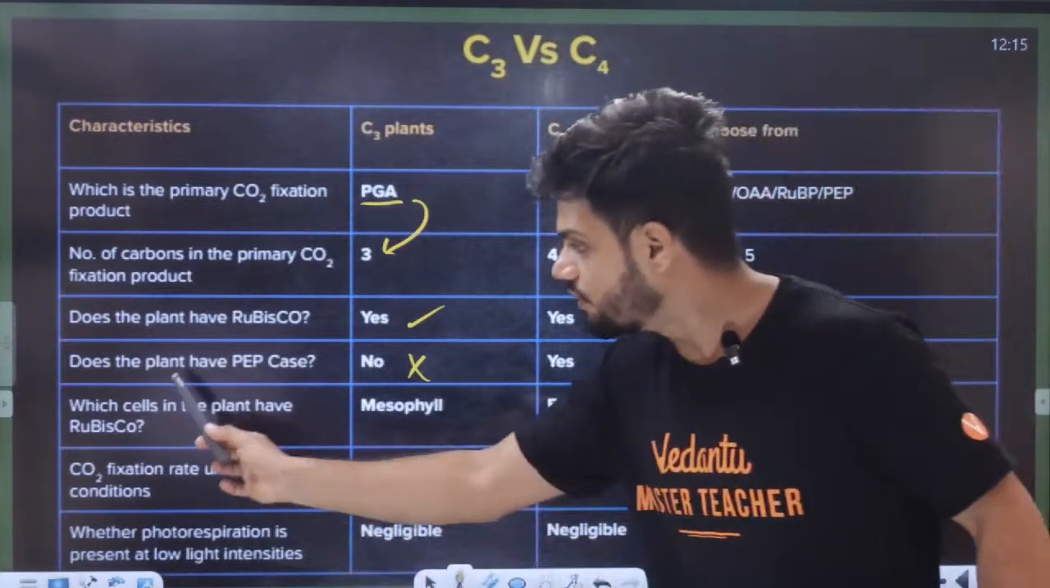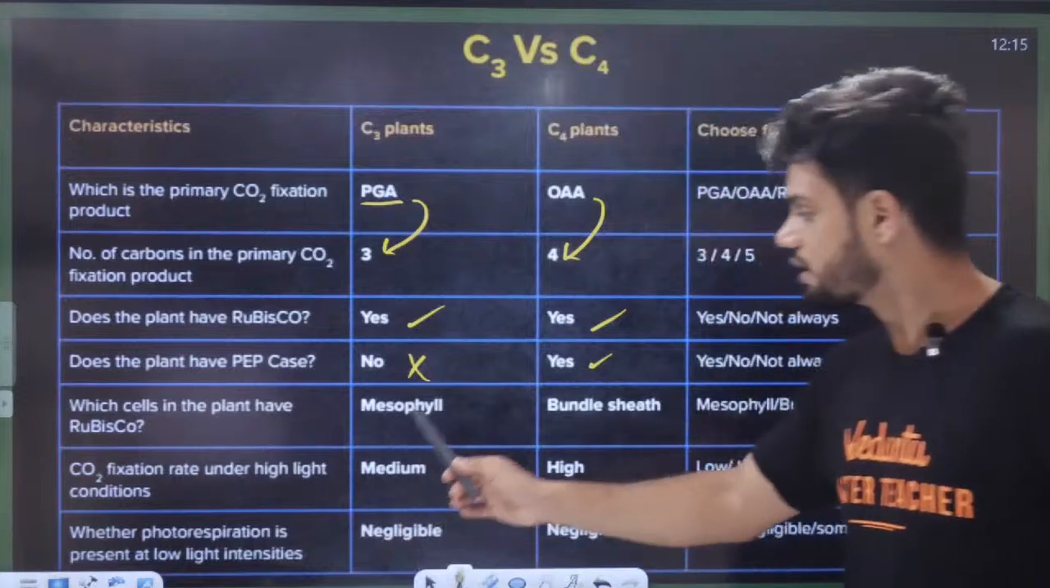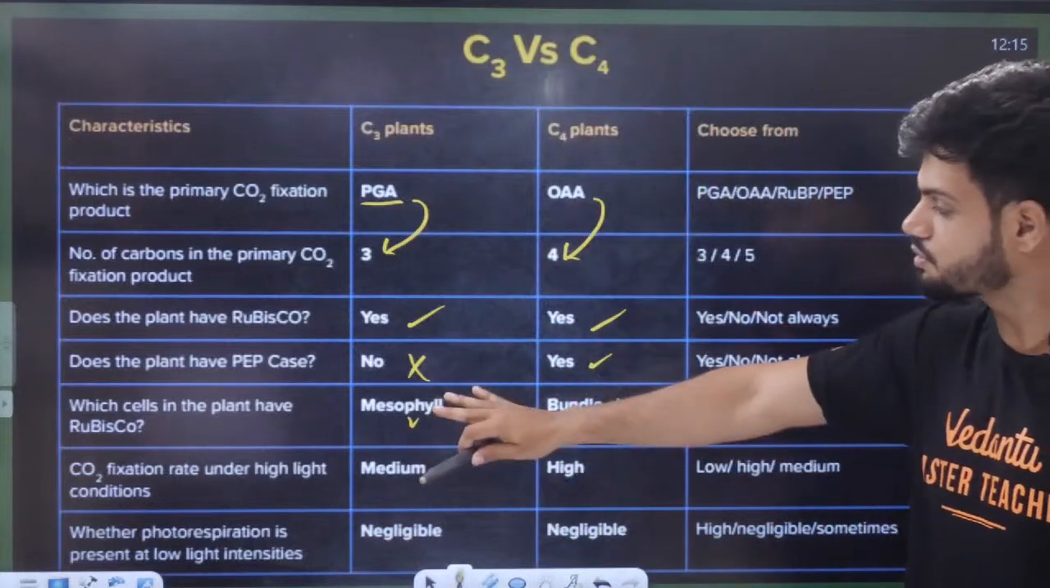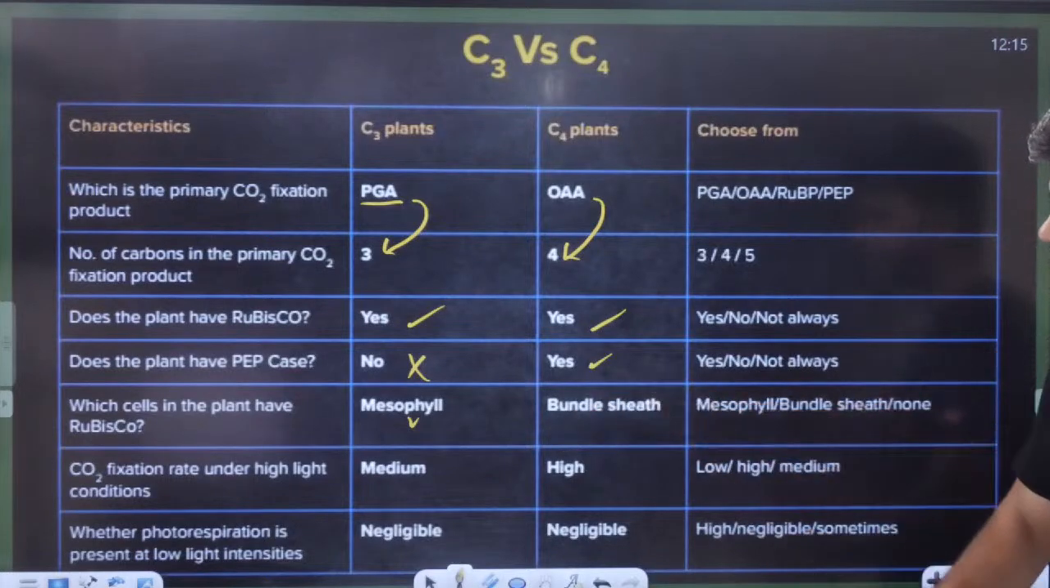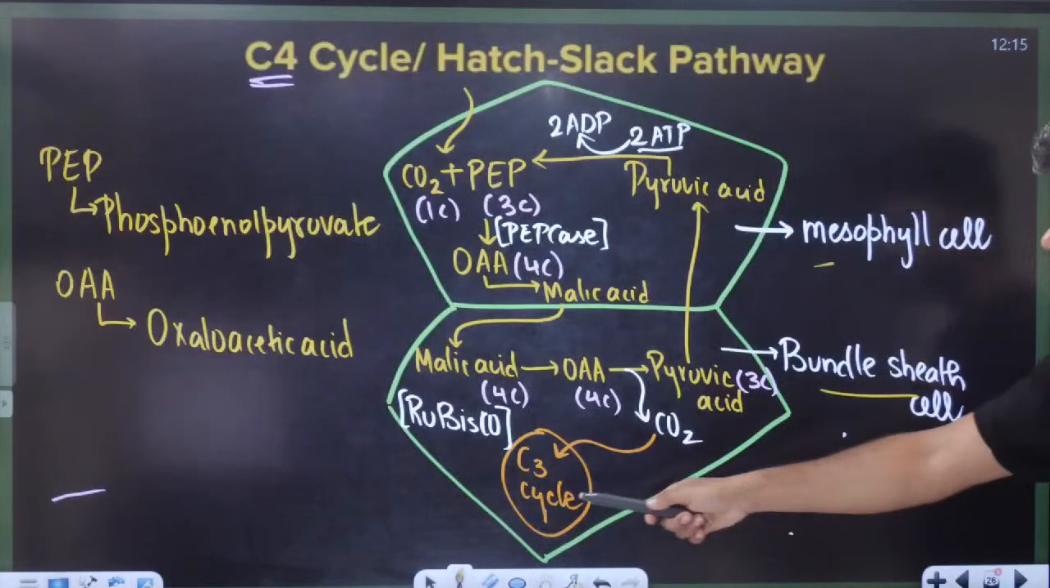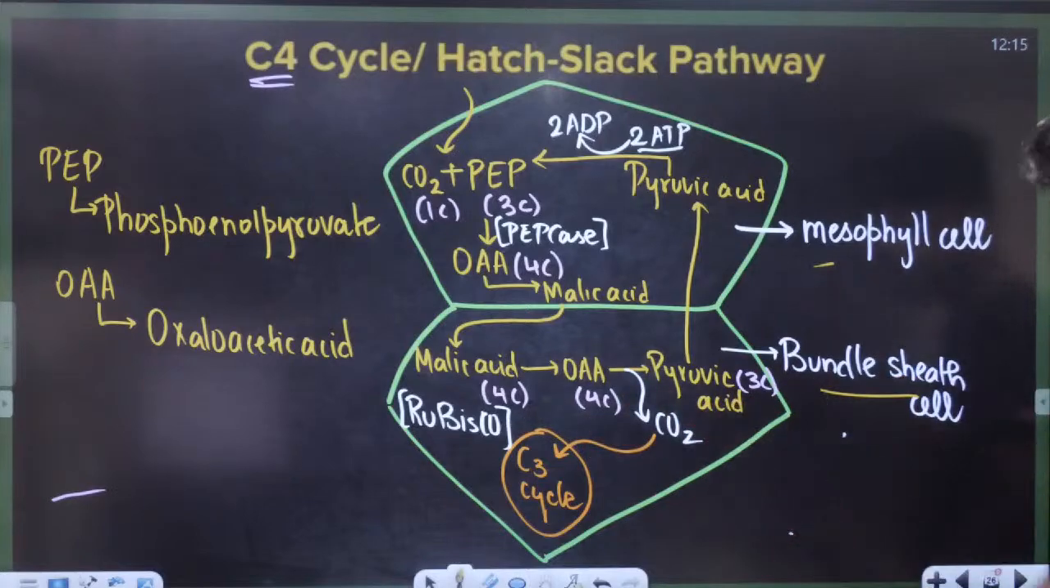Which cell in the plant has rubisco? Here we have the mesophyll cell, only the mesophyll cell. Here it is only in the bundle sheath, because in the bundle sheath the C3 cycle is happening. Rubisco is present in the bundle sheath.